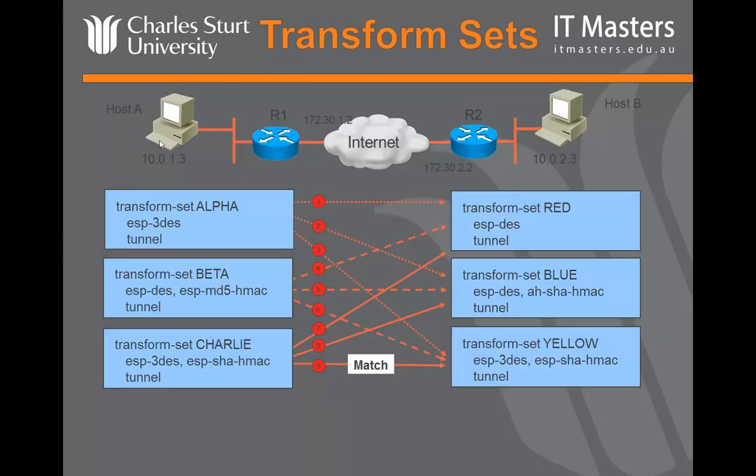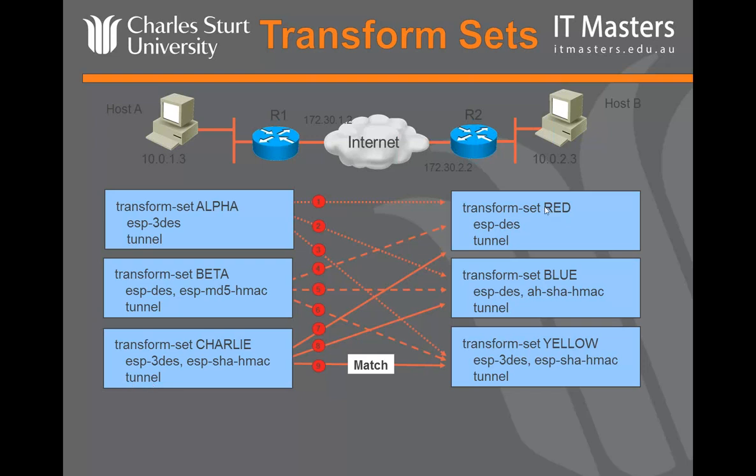So if we look at what we've got here, router 1 and router 2, we've got a number of transform sets, and notice that the names don't have to match. What is important is the actual contents within the particular transform set. Looking at the ones on the left, transform set Alpha is using ESP triple DES in tunnel mode. Transform set Beta is using ESP triple DES and ESP MD5 HMAC, so that's your encryption and your hashing, and we're using tunnel mode. And transform set Charlie uses ESP triple DES, HMAC hashing, and it's in tunnel mode as well.